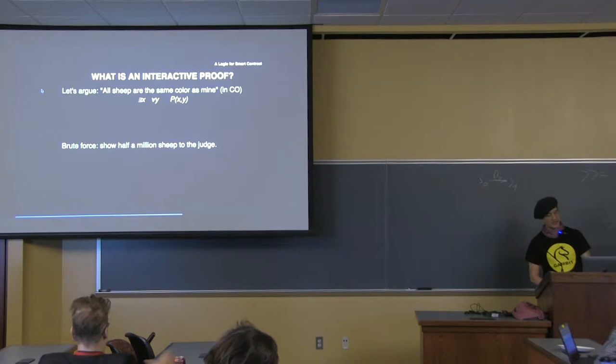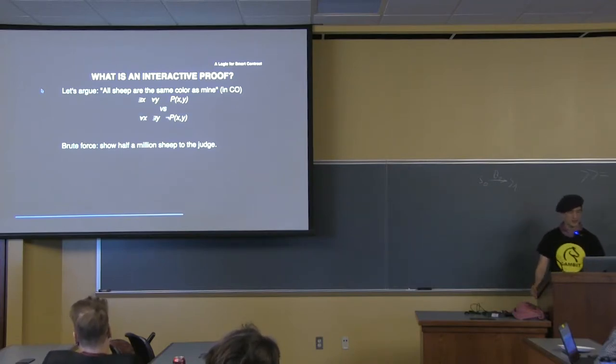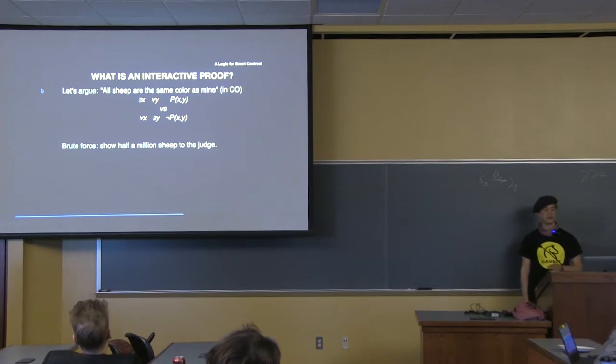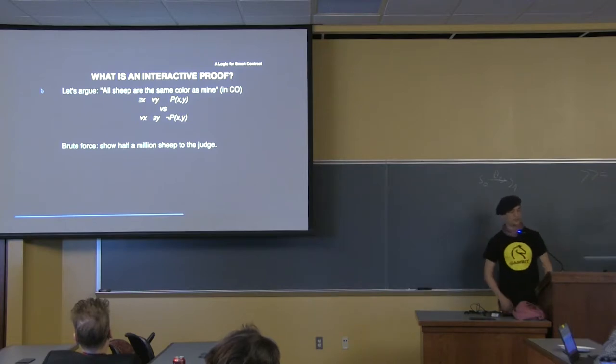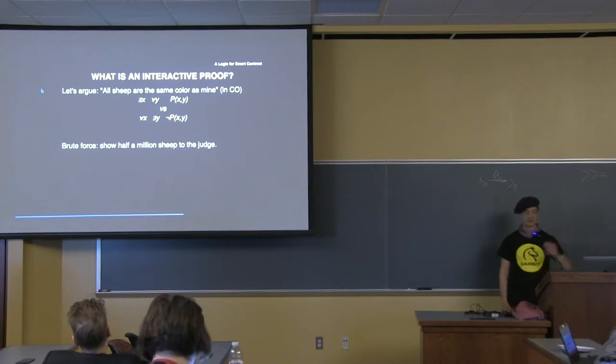You can say, hey, the opposite of exists x for all y, P of x y can be written for all x, there exists a y such that not P of x y. The not can be pushed inside, and every time it's pushed inside, an exists becomes a for all, and a for all becomes an exists.